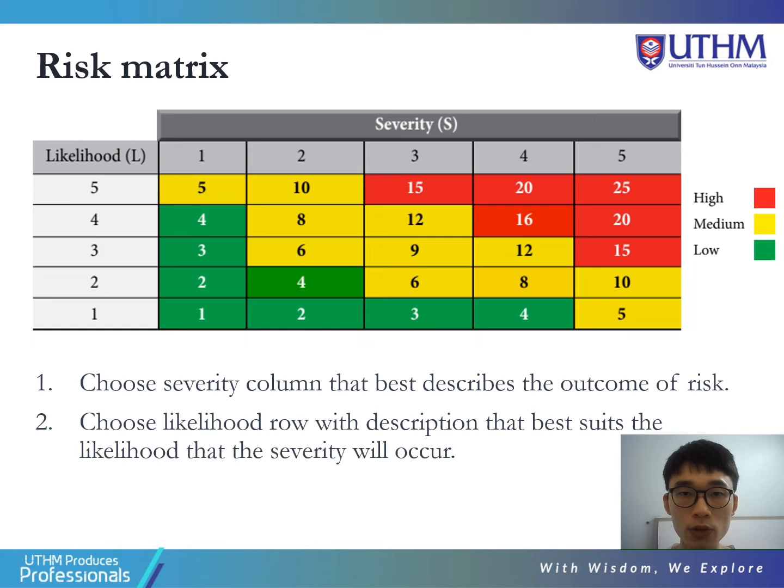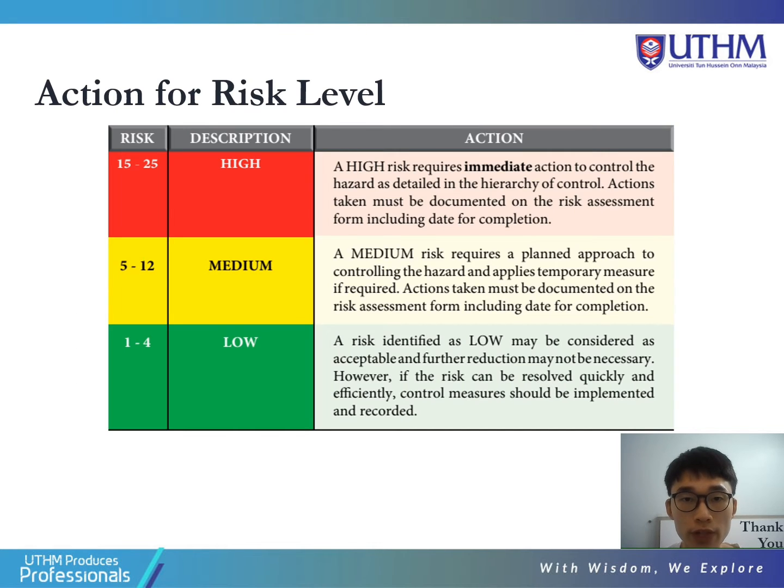Risk matrix. To use this matrix, first choose the severity column that best describes the outcome of the risk, then choose the likelihood row with the description that best suits the likelihood that the severity will occur. Recommended action for risk level: risk value 1 to 4 is low risk, 5 to 12 is medium risk, and 15 to 25 is high risk. Hazards of high risk must have immediate actions to reduce the risk level before carrying out any activities.